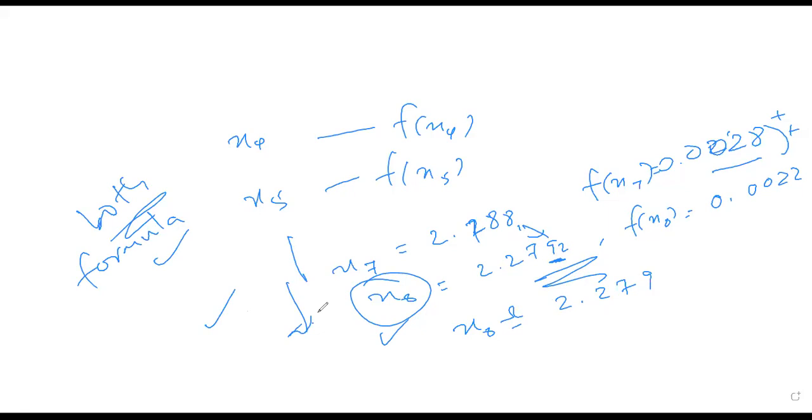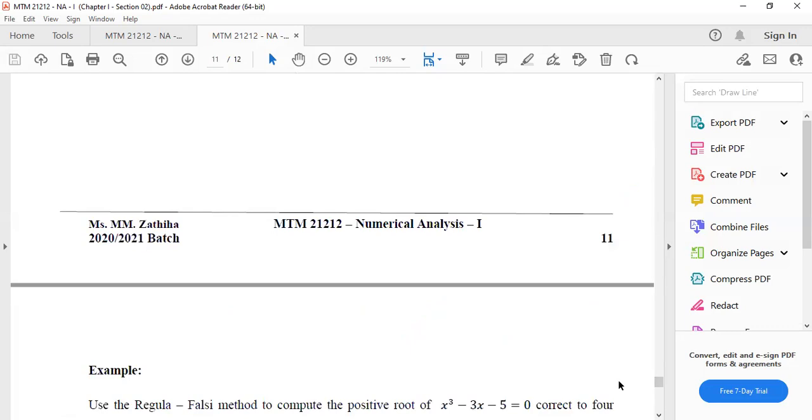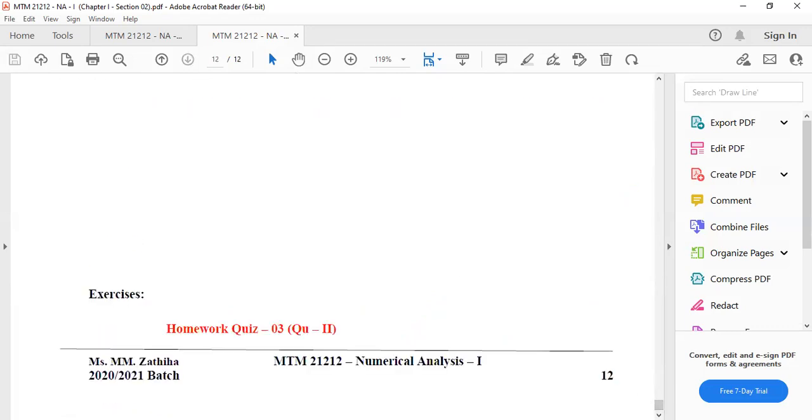So I will stop here for chapter 1. Let me go back to the notes. I have created your homework quiz. I will send it to you today. You can try. I have also put one question. At last, after finding fixed point iteration and the regula falsi method, there's another question that says compare the results in tabular form.